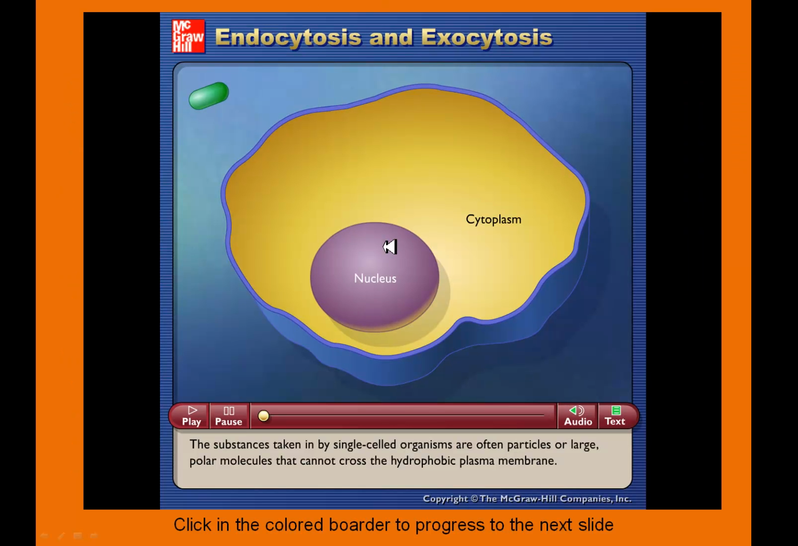Here's an example of endocytosis and exocytosis, and I'm going to push play and just let him talk to you.